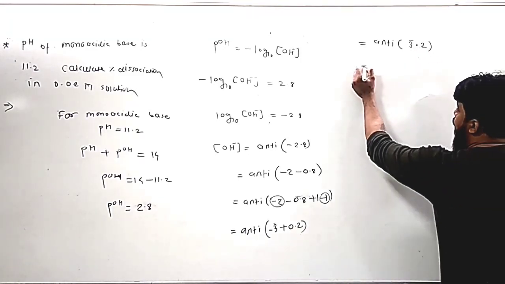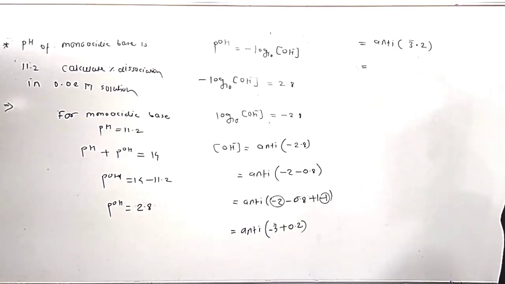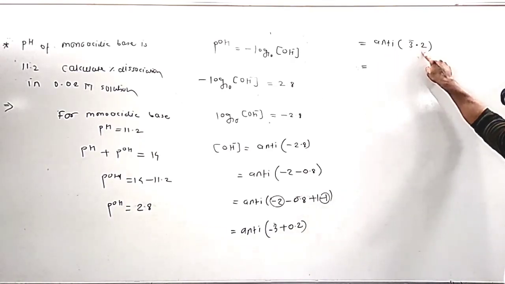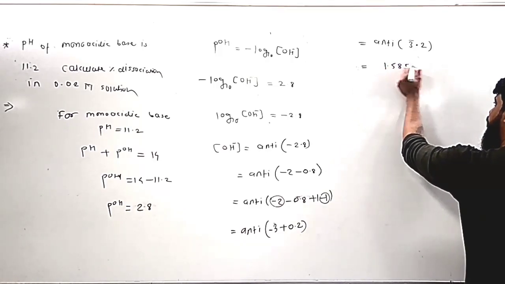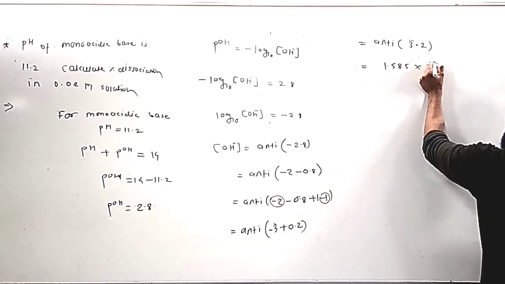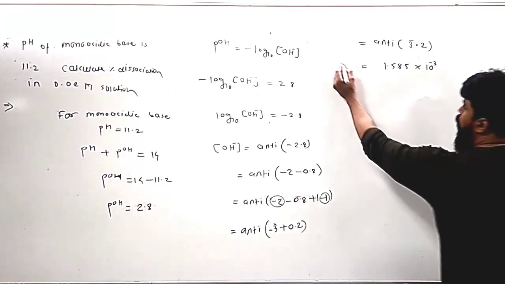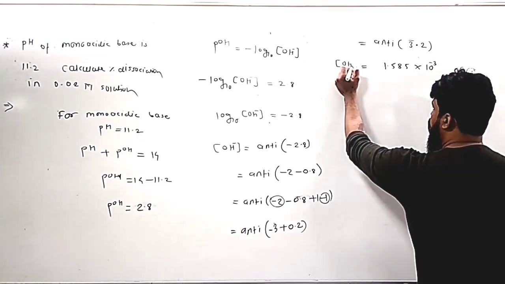Now, everybody knows how to find the anti-log of 0.2, which is nothing but 1.585, and bar 3 is nothing but 10 raised to minus 3. This is the way to find the concentration of OH minus ion.